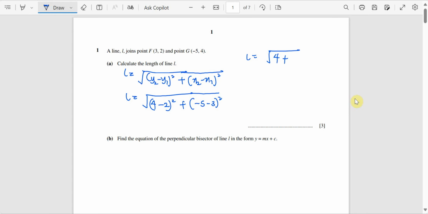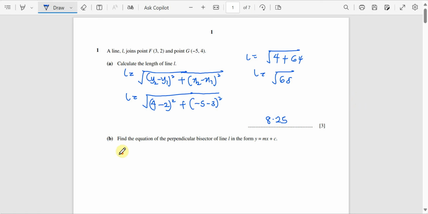So the length L equals: 4 minus 2 squared is 4, and -5 minus 3 is -8. -8 squared is 64. So this is going to give us the square root of 68. You can get your calculator to confirm the answer. The square root of 68 should be 8.25. So L equals 8.25.